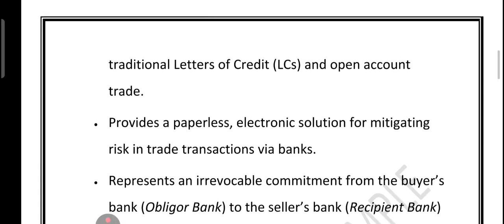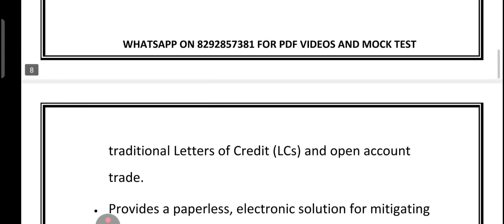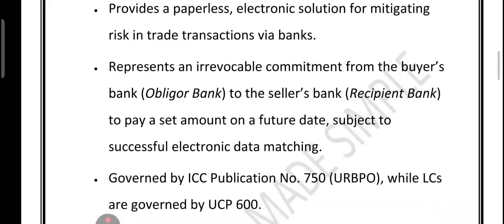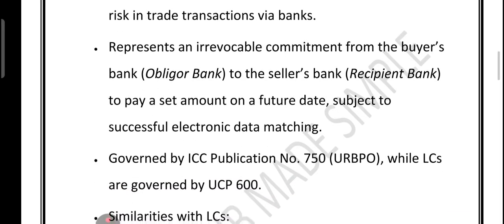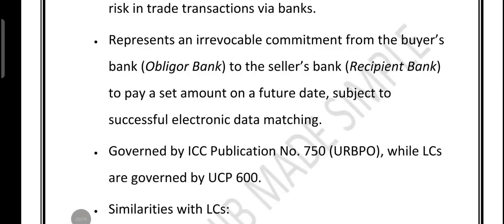So you can think of BPO as sitting between the traditional letter of credit and open account trade. It was created by the International Chamber of Commerce and SWIFT to make trade faster, safer, and fully electronic. So basically it is a paperless trade settlement system where the buyer bank, called the obligor bank, makes an irrevocable promise to pay the seller bank, which is called the recipient bank, on a future date, but there is a condition. The condition is that payment happens only if the trade data submitted electronically matches perfectly. That is called URBPO.